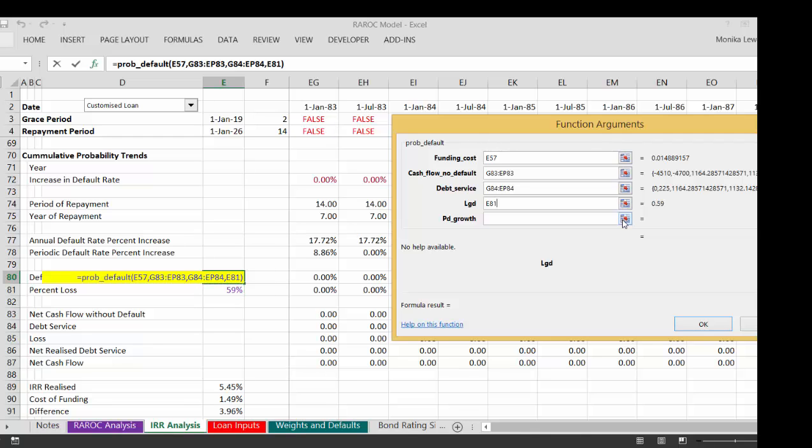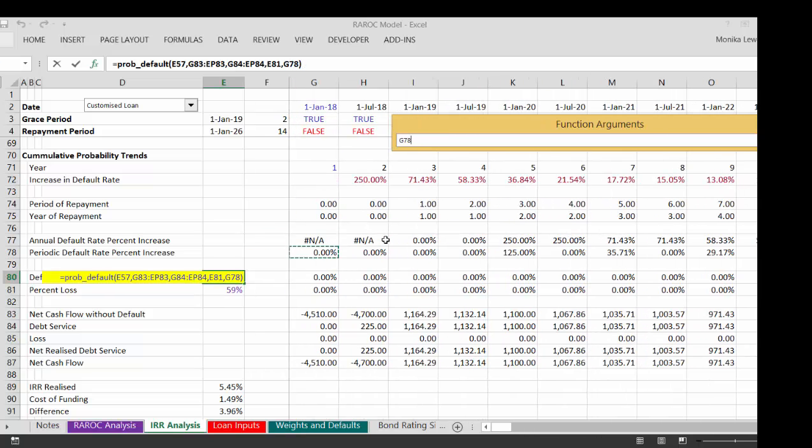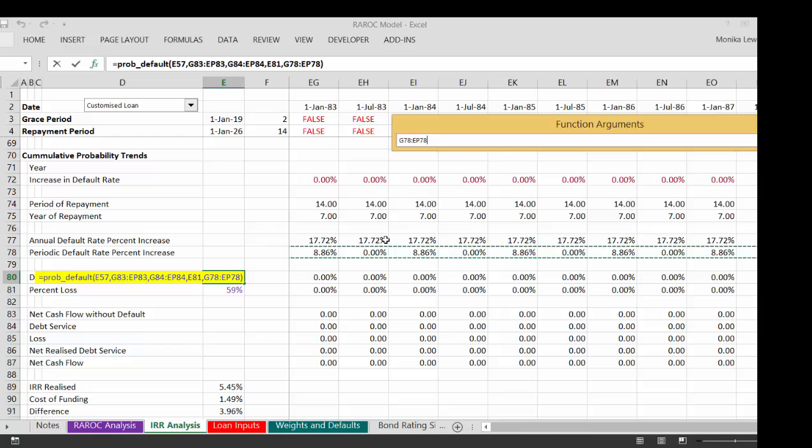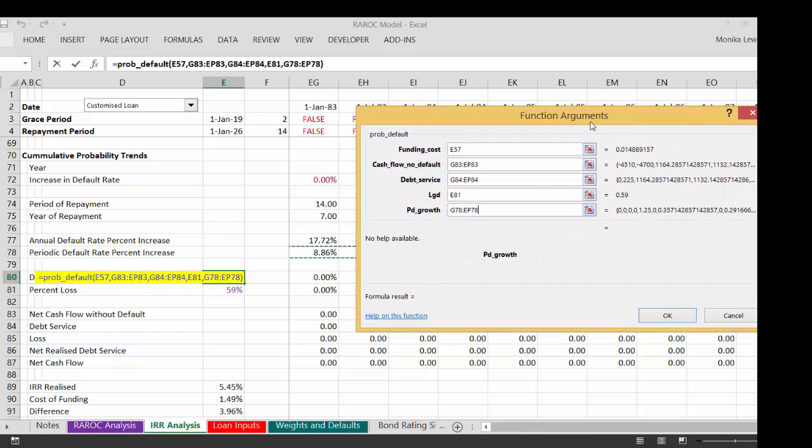And then the PD growth is the last thing we put in, the annual PD growth. And we press enter. And here is the really bad news, and this really kind of stinks: we get nothing. And when you get nothing like that, that means that you'll get a value at the end. You can say, well, did I put in all the inputs? No help is available. The formula result is not there.